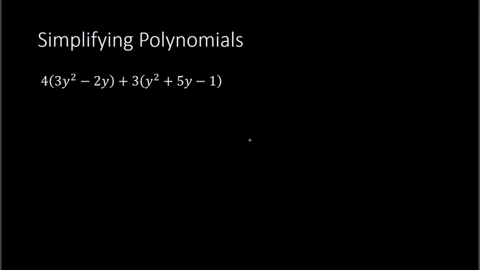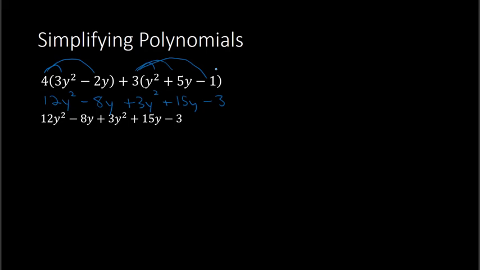One more example, we see here that we need to distribute and then simplify by combining like terms. So the 4 I need to distribute, and then the 3 I need to distribute. So I do that first before I combine. So 4 times 3y squared would be a 12y squared. And then 4 times negative 2y would be a negative 8y. 3 times y squared is 3y squared. 3 times 5y is 15y. And 3 times negative 1 is negative 3.